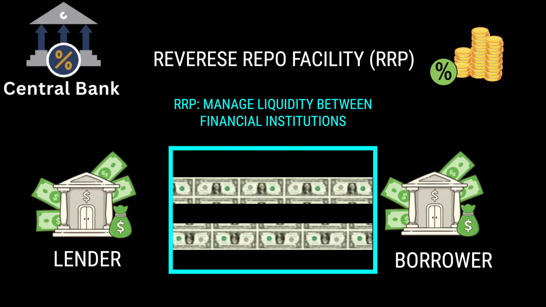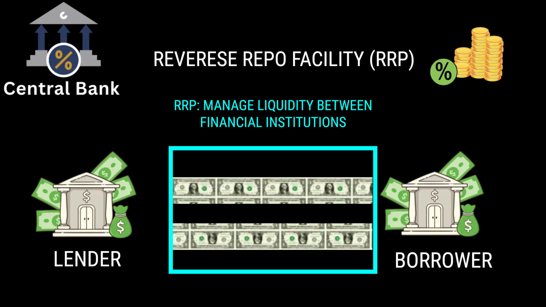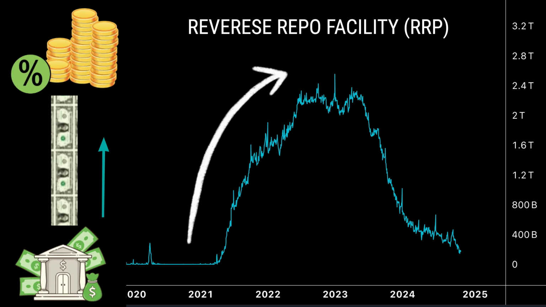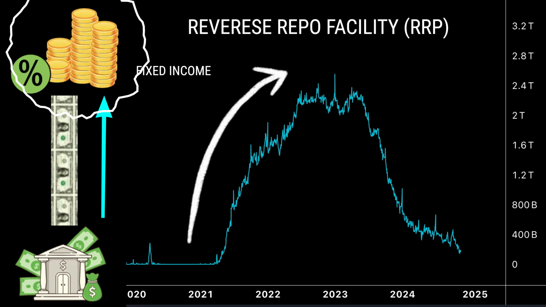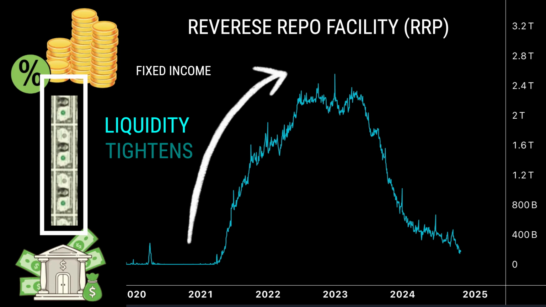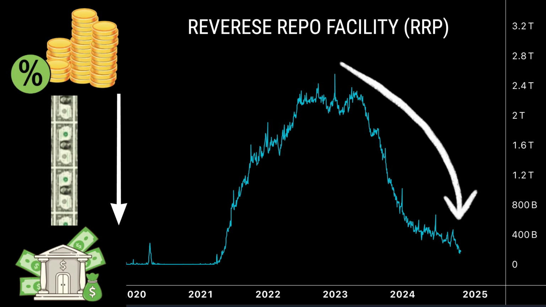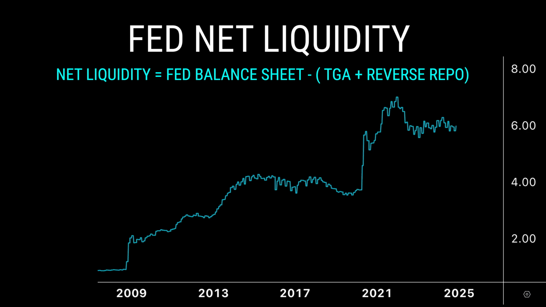Next, we have the reverse repo, or the RRP. This tool is used by the Federal Reserve to manage liquidity for and between financial institutions. When the RRP goes up, cash is leaving the financial system in exchange for interest-bearing securities, so liquidity is leaving the financial system. When the RRP goes down, securities are being sold for cash, so liquidity is coming back into the financial system.